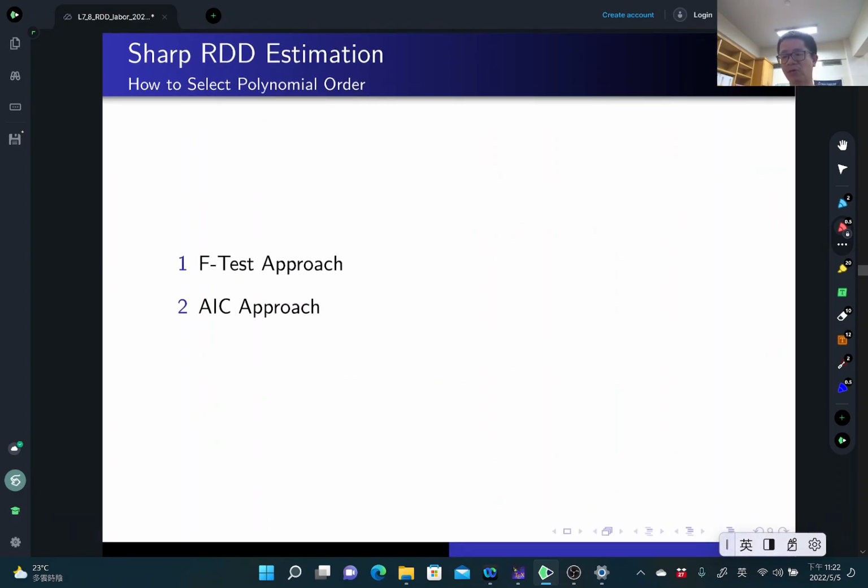Okay. So the next question is how we determine the functional form for the assignment variable and outcome, that is, how to determine the polynomial order. There are two approaches: the so-called F-test approach and the AIC approach. But the F-test approach is seldom used in the literature, so I leave it for your own reading. I only focus on the AIC approach. Most people use the AIC approach to choose the number of polynomial terms.